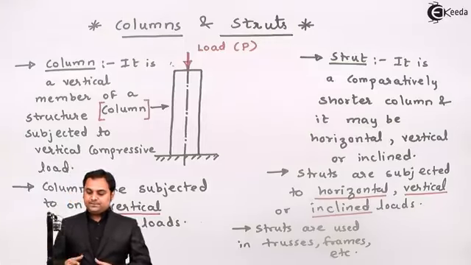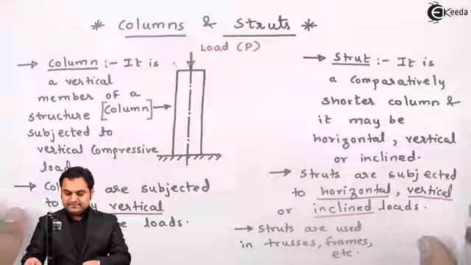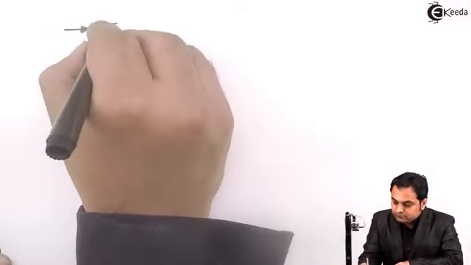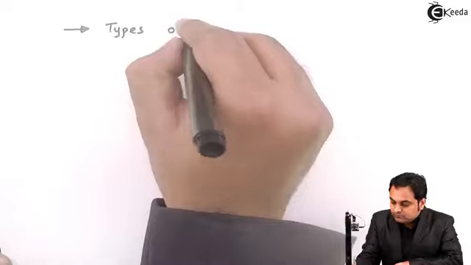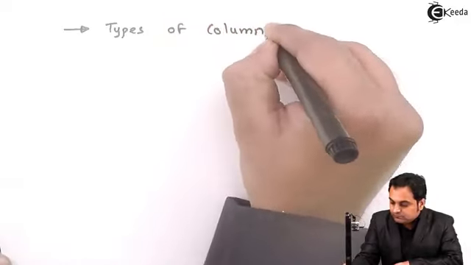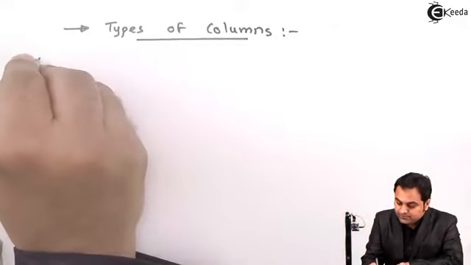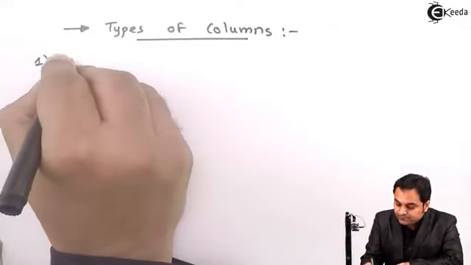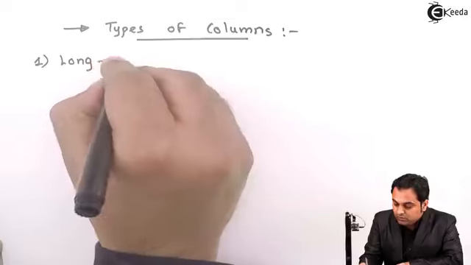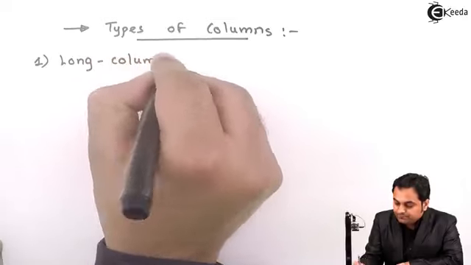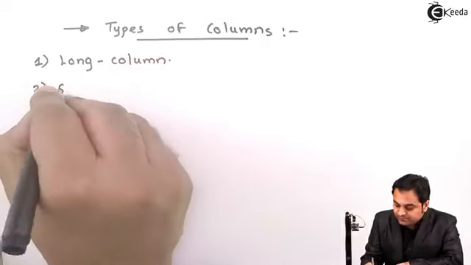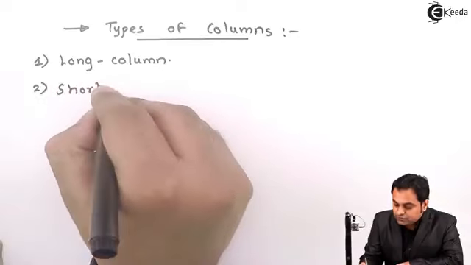Now after this, I can say that there are two types of columns basically. Types of columns. First is long column. Second, short column.